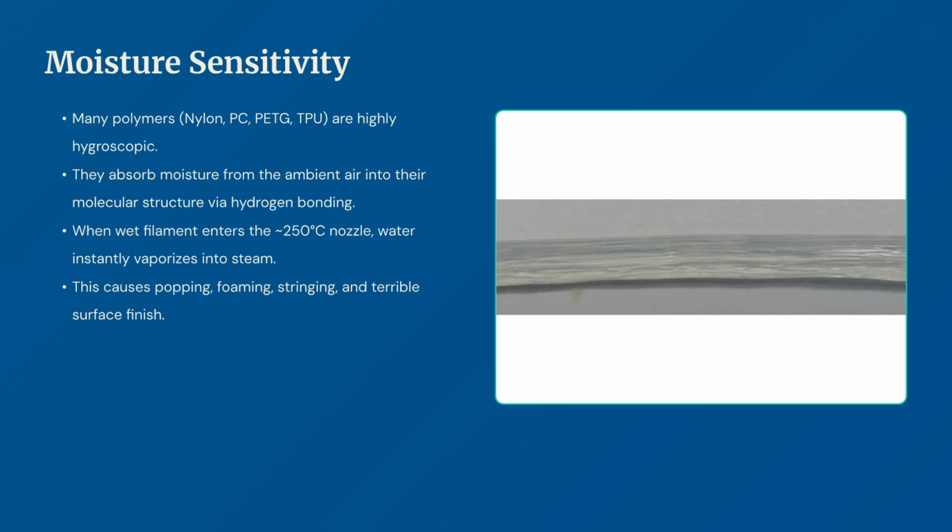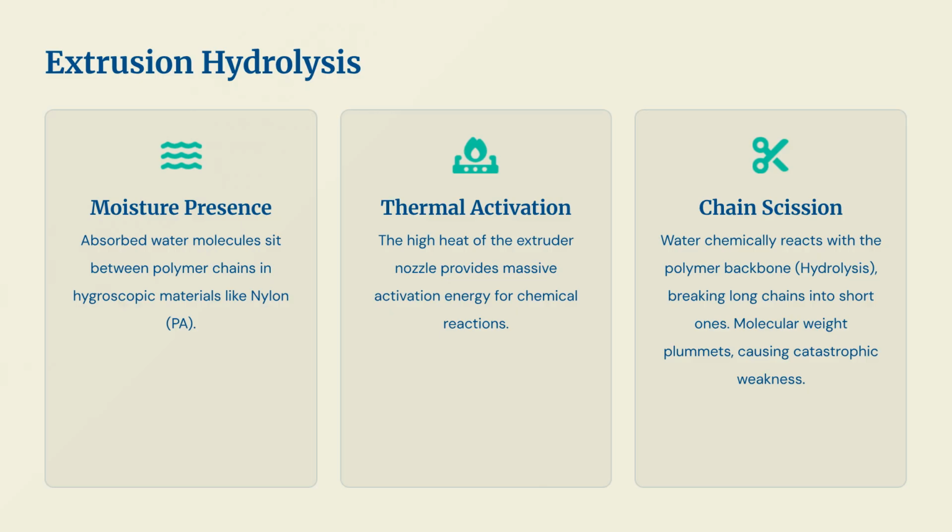Many engineering polymers are hygroscopic, meaning they absorb water from the air. This moisture can be detrimental to the printing process, leading to defects like foaming and poor surface finish. When moisture is trapped in the polymer, it causes hydrolysis during the high-temperature extrusion phase. This process cleaves the polymer chains, dramatically reducing molecular weight and causing severe structural weakness.